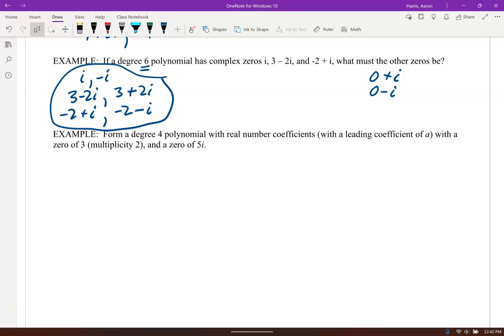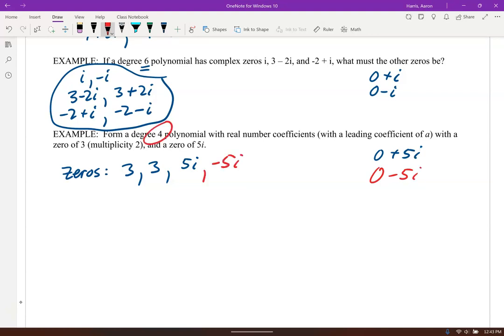All right, how about if we were to form a 4th degree polynomial with real coefficients with a 0 of 3? So here's our zeros. It has a 0 of 3 with multiplicity 2. So there's 2 of those. And a 0 of 5i. Well, if 5i is a 0, in other words, 0 plus 5i, then the other one is negative 5i. And there's all 4 of them because we're supposed to form a 4th degree polynomial.